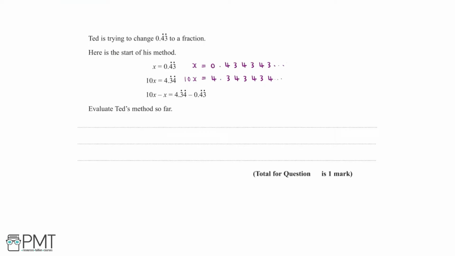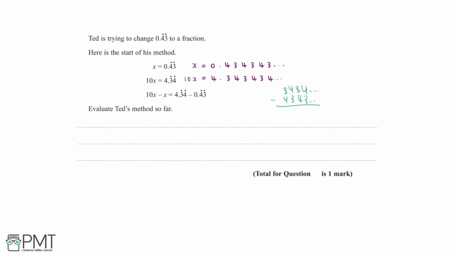Now let's think about what this means. If we have 10x take away x, we have 4.343434... take away 0.434343... We want to take a look at the recurring numbers. If we have something 0.3434... take away something 0.4343... you can see that we'll be left with some sort of remainder, because the column method would go on forever.